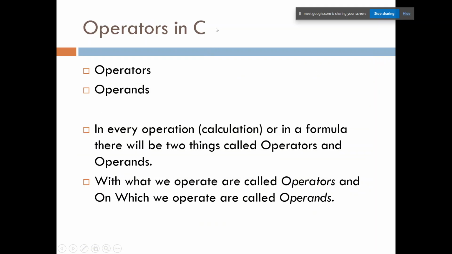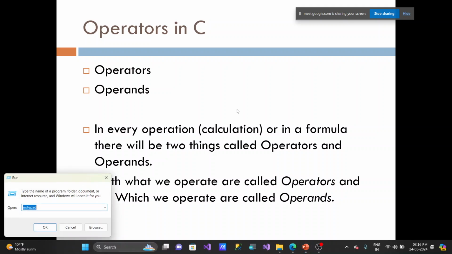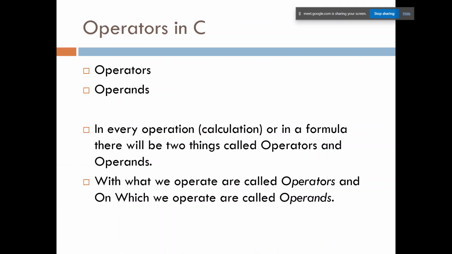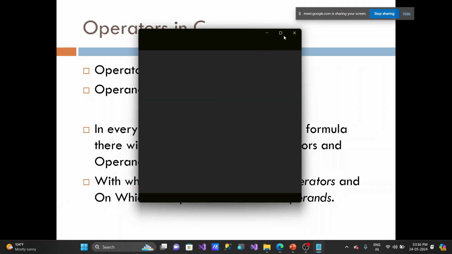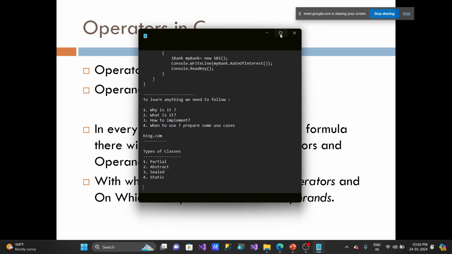Okay, so now we are talking about operators in C. What are the different types of operators we have in C language? What is an operator first of all? If you want to know what an operator is, let's open Notepad and look at something. Yeah, you can see here.